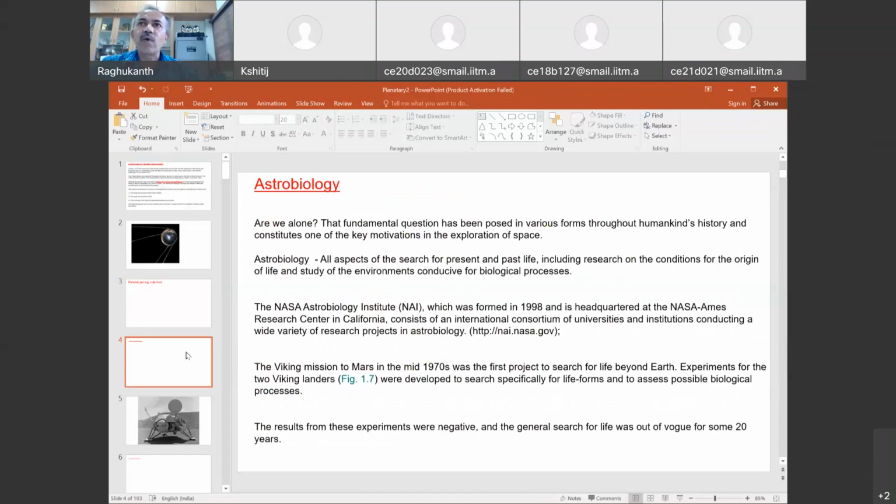Are we alone? Whether there is life in any planetary system comes under the subject of astrobiology. It deals with all aspects of the search for present and past life, research on the origin of life, and environments conducive to biological processes.